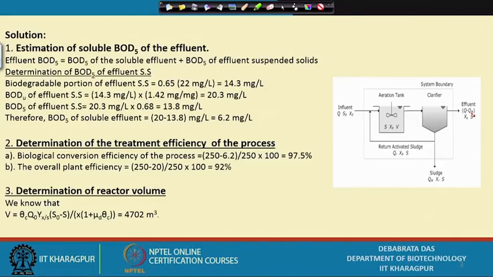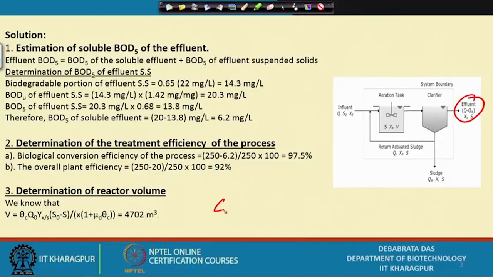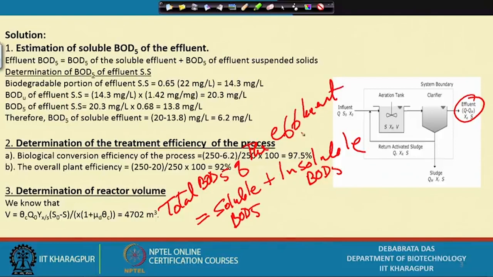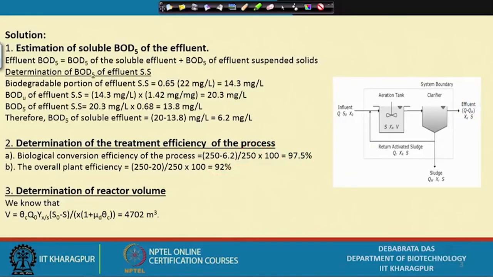Now, if you want to calculate the actual efficiency of the activated sludge process, we shall have to consider the BOD5 of the soluble organics, not the insoluble organics. So, the outgoing liquid has two parts, am I right? It has soluble plus insoluble organics. So, we shall have to calculate the BOD5 of the soluble and the BOD5 of the insoluble. This is equal to the total BOD5 of the effluent. Now if you can find out the BOD5 of the insoluble solid material, then if you deduct it from the total BOD5 of the effluent, we can find out the BOD5 of the soluble liquid. This is exactly what we are doing here. You see that the effluent BOD5 is equal to the BOD5 of the soluble effluent plus the BOD5 of the suspended solid.